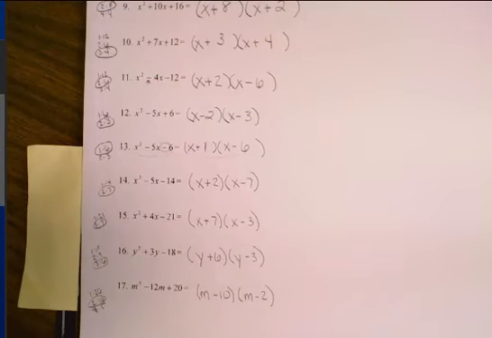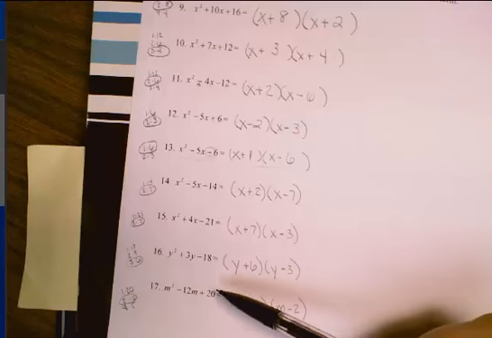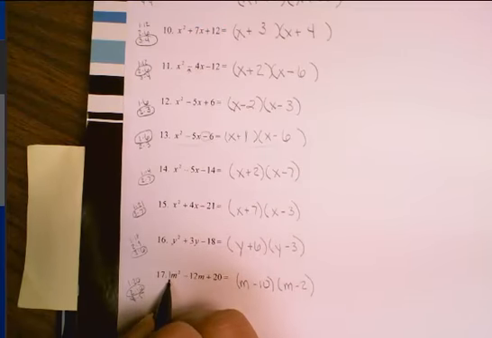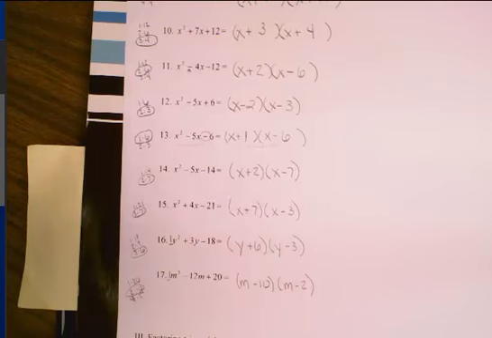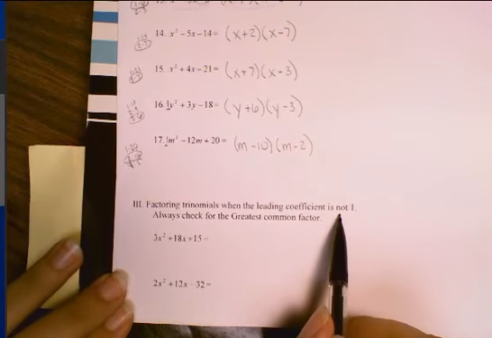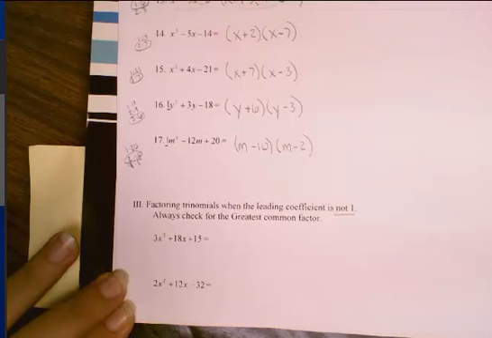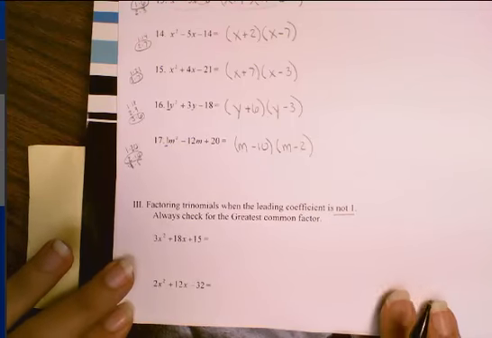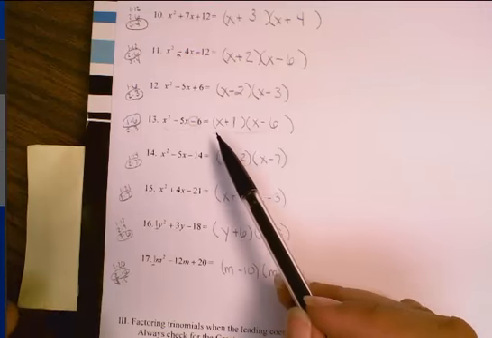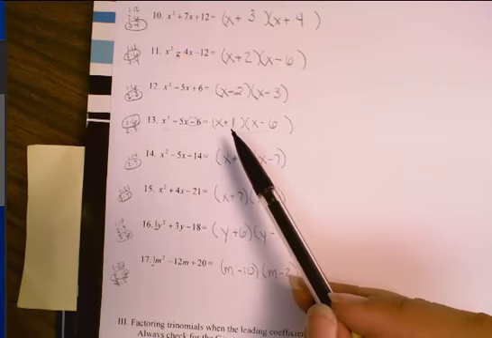Alright, so the last video that I did, we factored trinomials where all of the trinomials had a coefficient of 1 as the leading term. So this video is about how to factor trinomials when the leading coefficient is not equal to 1. Okay, something I want to talk about that I didn't talk about in the last video is the x method that some of you have maybe learned from high school.